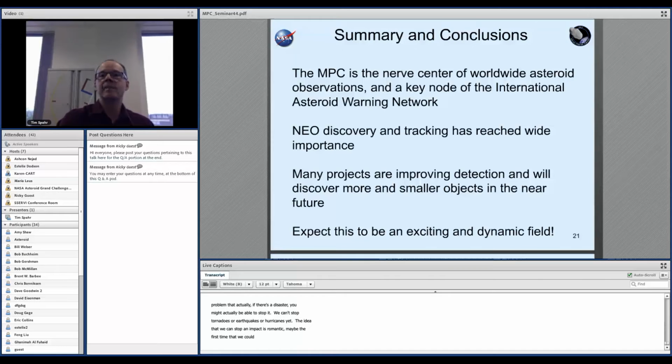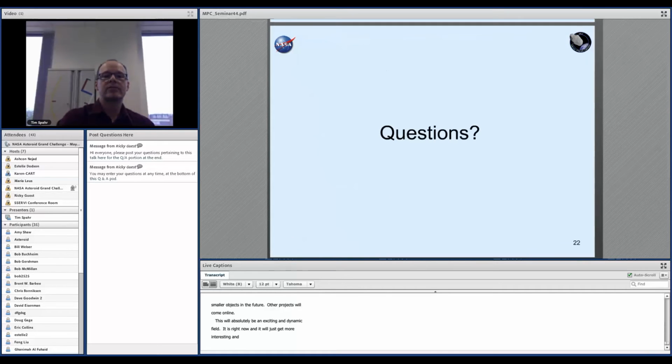This field is dynamic. Many projects are improving their detection ability, and we'll discover more and smaller objects in the near future. There's going to be other projects that come online. This will absolutely be an exciting and dynamic field. It is right now, and it will just get more interesting and dynamic. All right, so with that, I will stop and take questions.